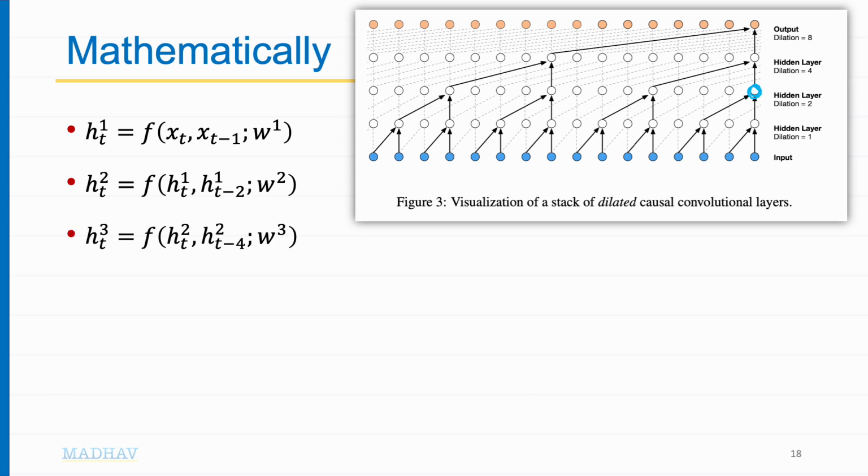Likewise, h3 is this one, depends on h2 at time t and time t minus 4, right? But can you say my h3 at time t depends on all these, xt, xt minus 1, so on up to xt minus 7? You can say that, right? So that's it. Can you write a general form of h_t^n in the nth layer? What is h_t? General form. Very easy.